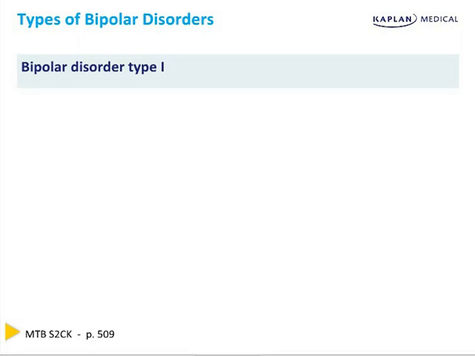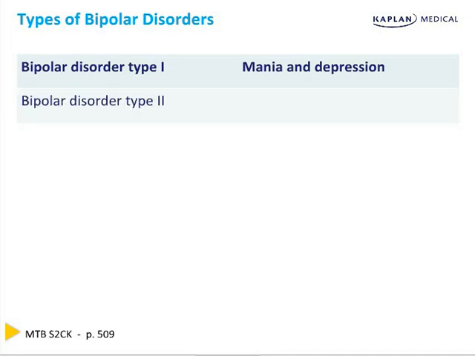There's two types of bipolar disorder. Bipolar disorder type 1 includes mania and depression. Bipolar disorder type 2 has hypomania and depression. That's the difference between them. So remember the severity. If there's enough to warrant hospitalization, that's bipolar disorder type 1. If there's not enough to warrant hospitalization, then you can say it's bipolar disorder type 2.